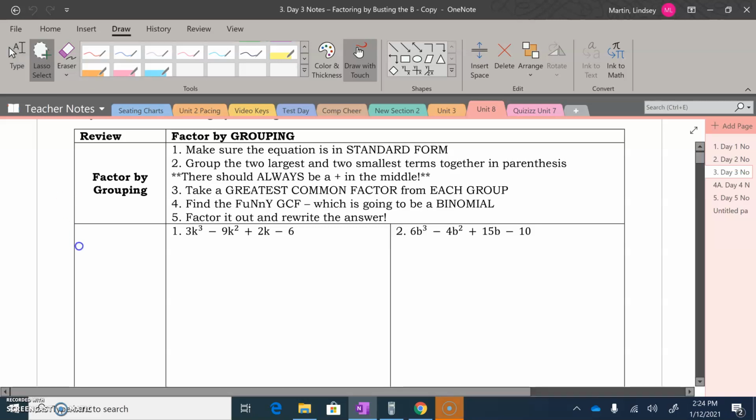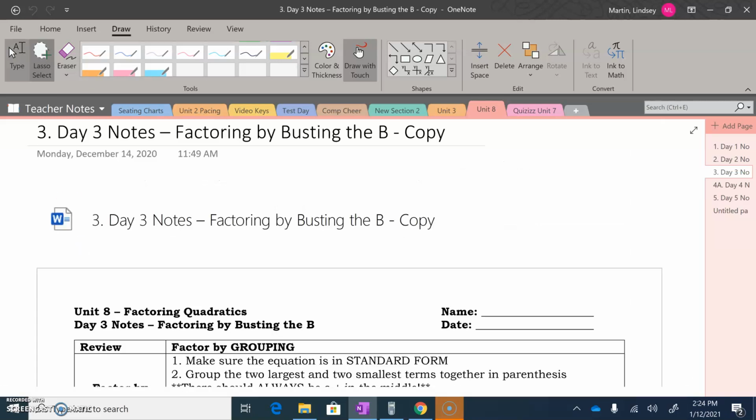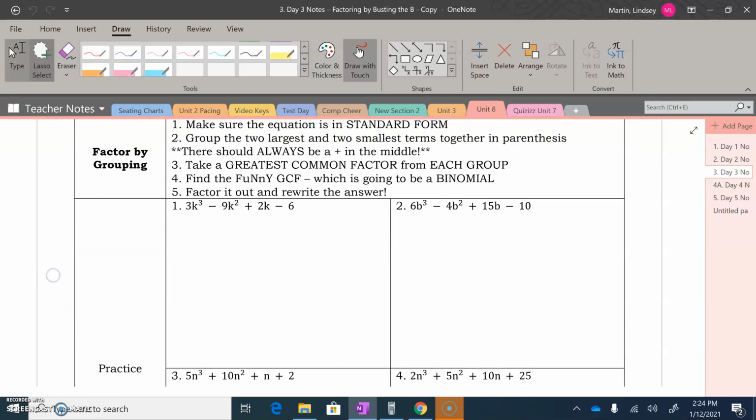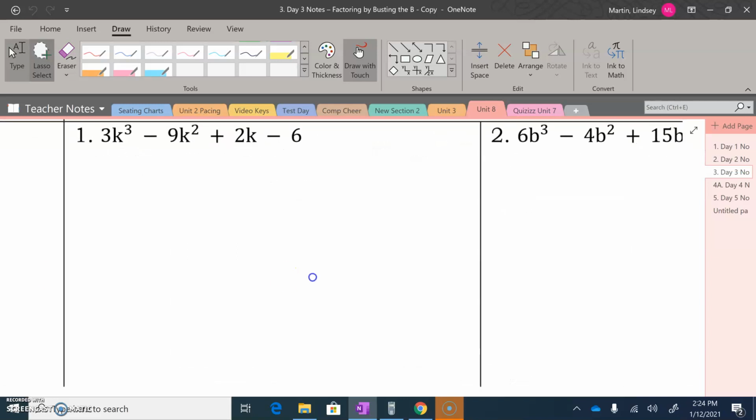Today we're going to start off by reviewing factoring by grouping. So remember, first step for factoring by grouping is making sure that it's in standard form. Once we've verified that it's in standard form, we are going to group my two largest and two smallest terms together using parentheses.